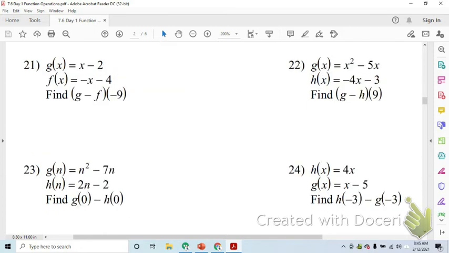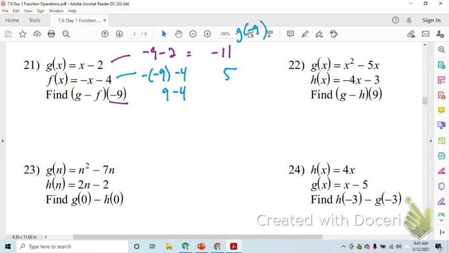Now, with subtraction, it's a similar type of situation here, but I'm just going to go ahead and substitute this in and then subtract them when I'm done. So if I plug in a negative 9, this would be negative 9 minus 2, which is negative 11. Now down here, on f, I have the opposite of negative 9 minus 4, which would be 9 minus 4, which is 5. So this is g of negative 9 right here, and this is f of negative 9. And so we have to subtract these. What is negative 11 minus 5? It should be negative 16.